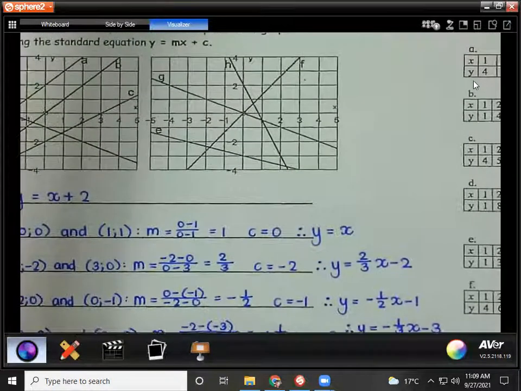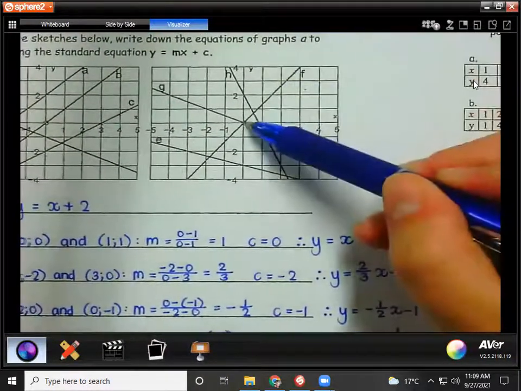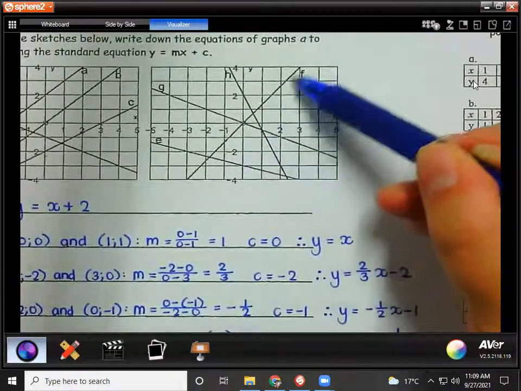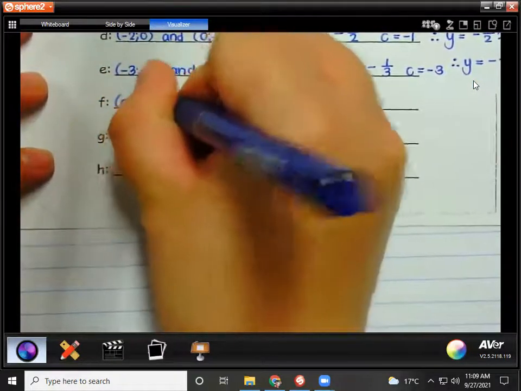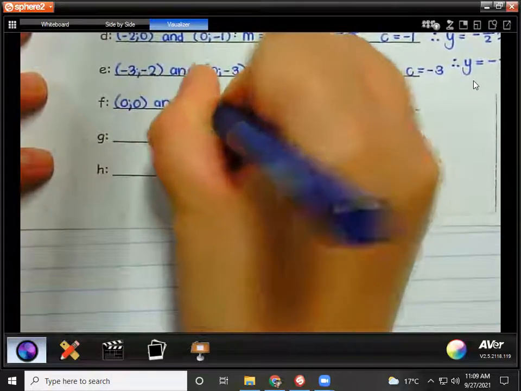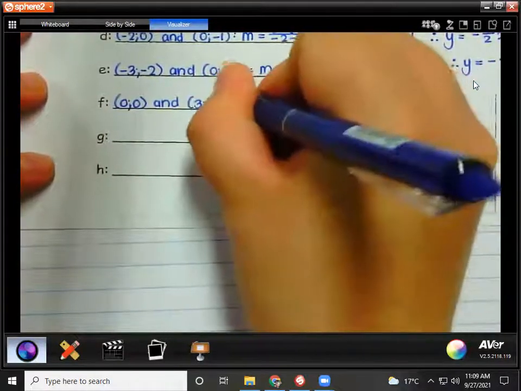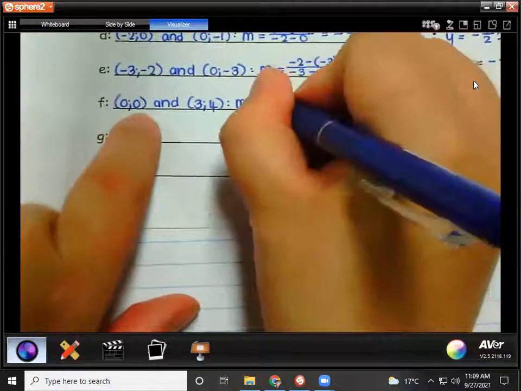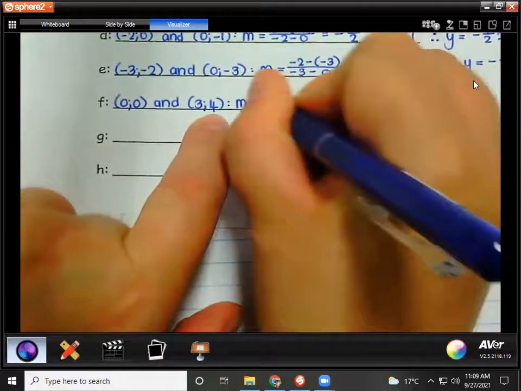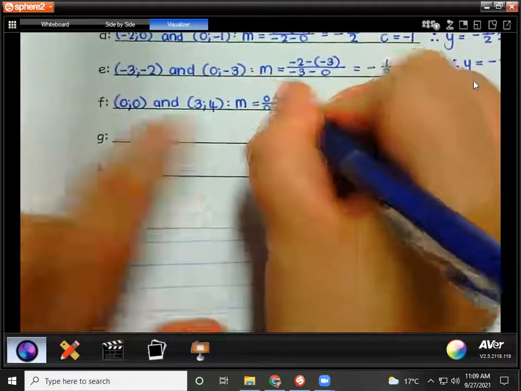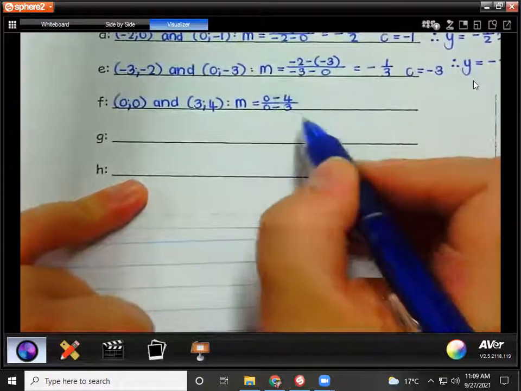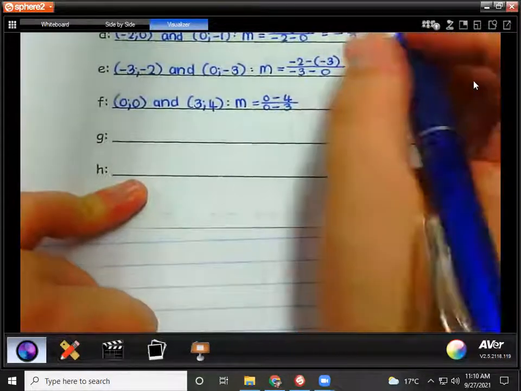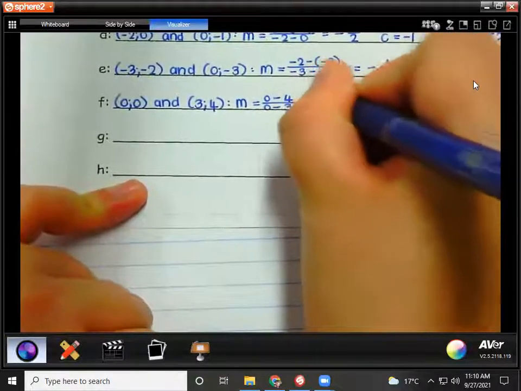All right, I'm going to go a bit faster through the rest. For F, I'll choose 0, 0, and then what about that one? 3, 4. 0, 0, and 3, 4. The gradient is y value of the first one minus y value of the second one over x value of the first one minus x value of the second one. So this is going to be -4 over -3, which is a positive number, hey? So just 4 over 3.